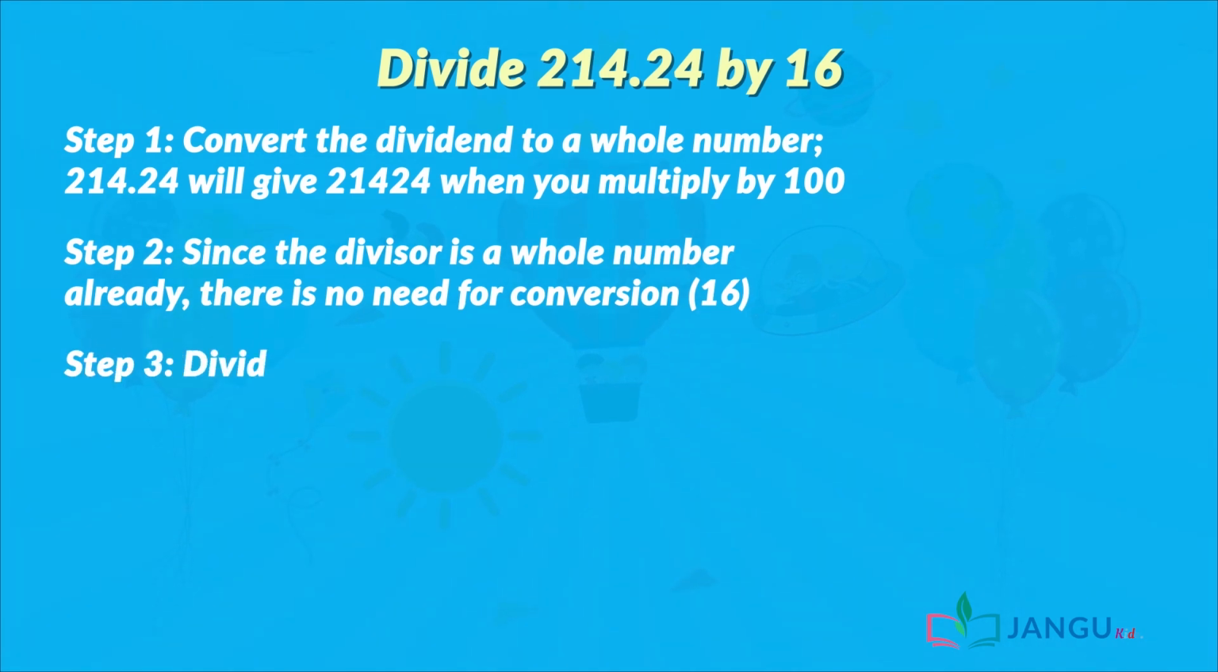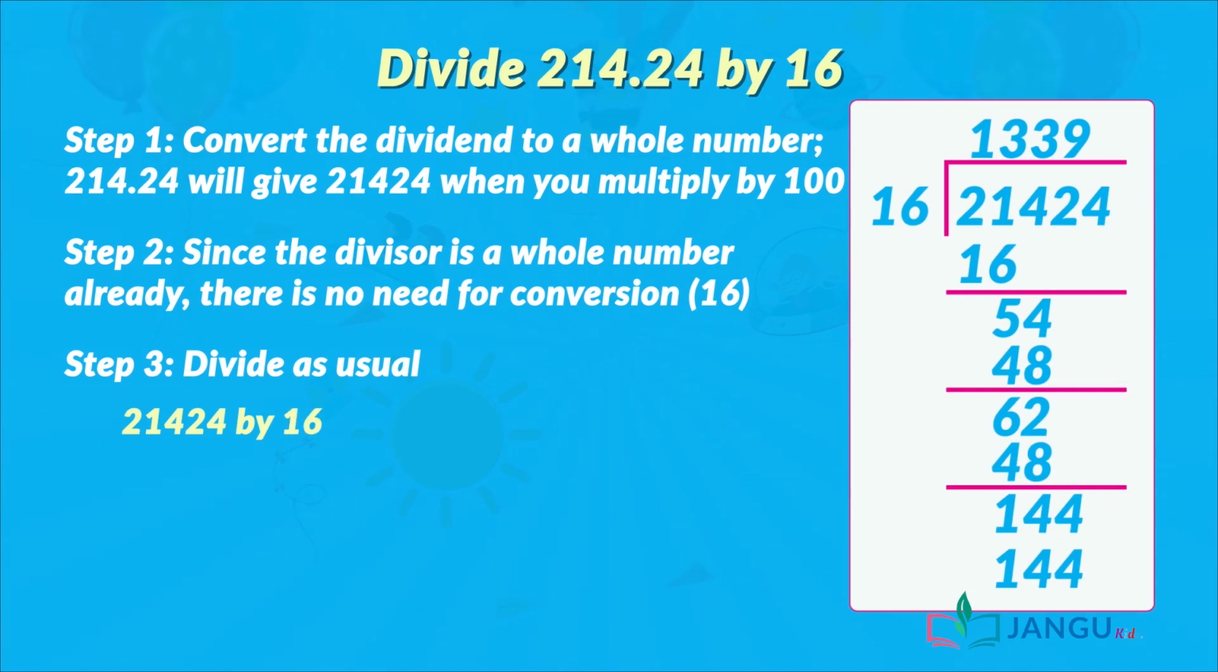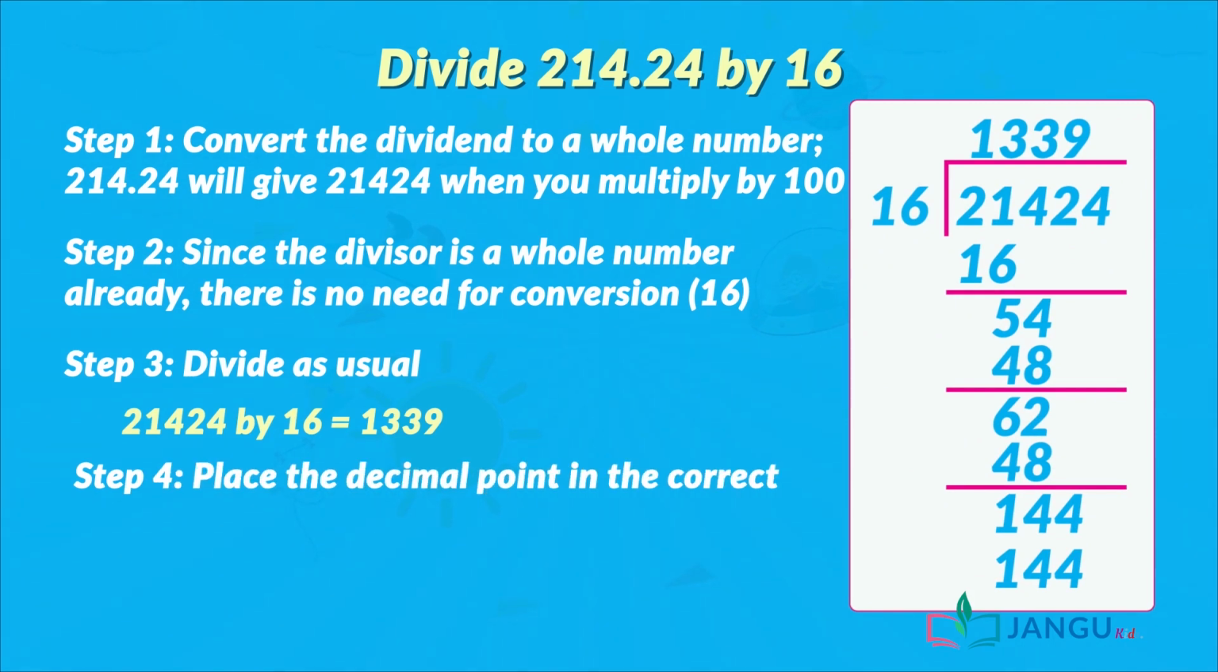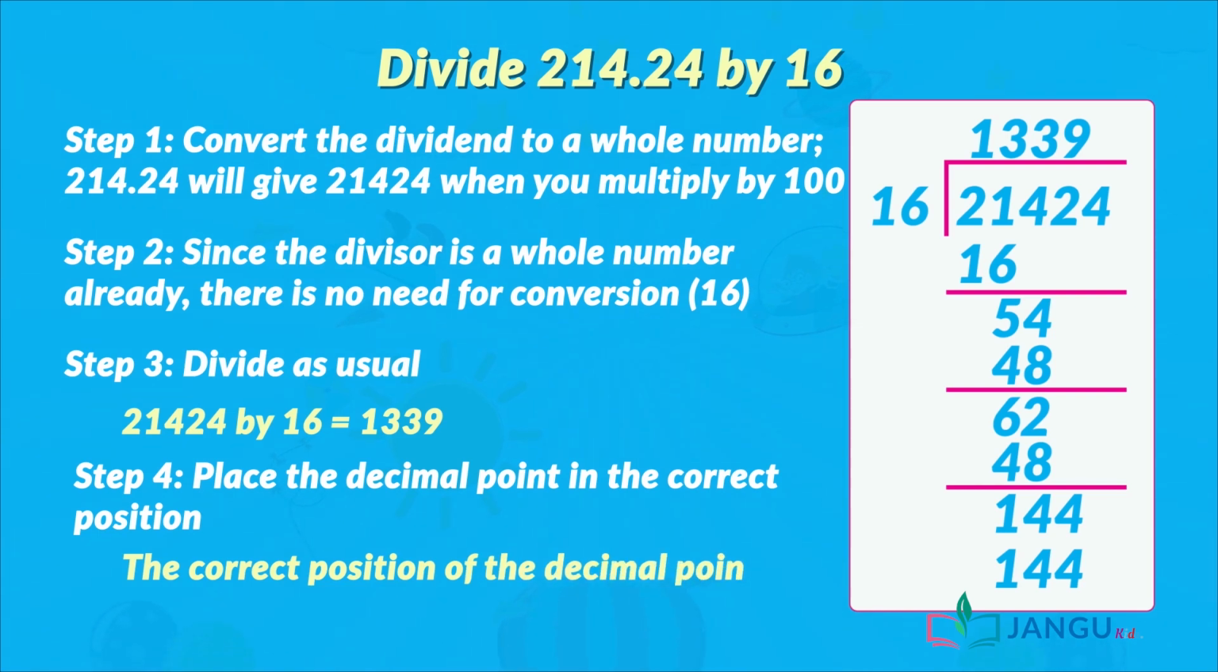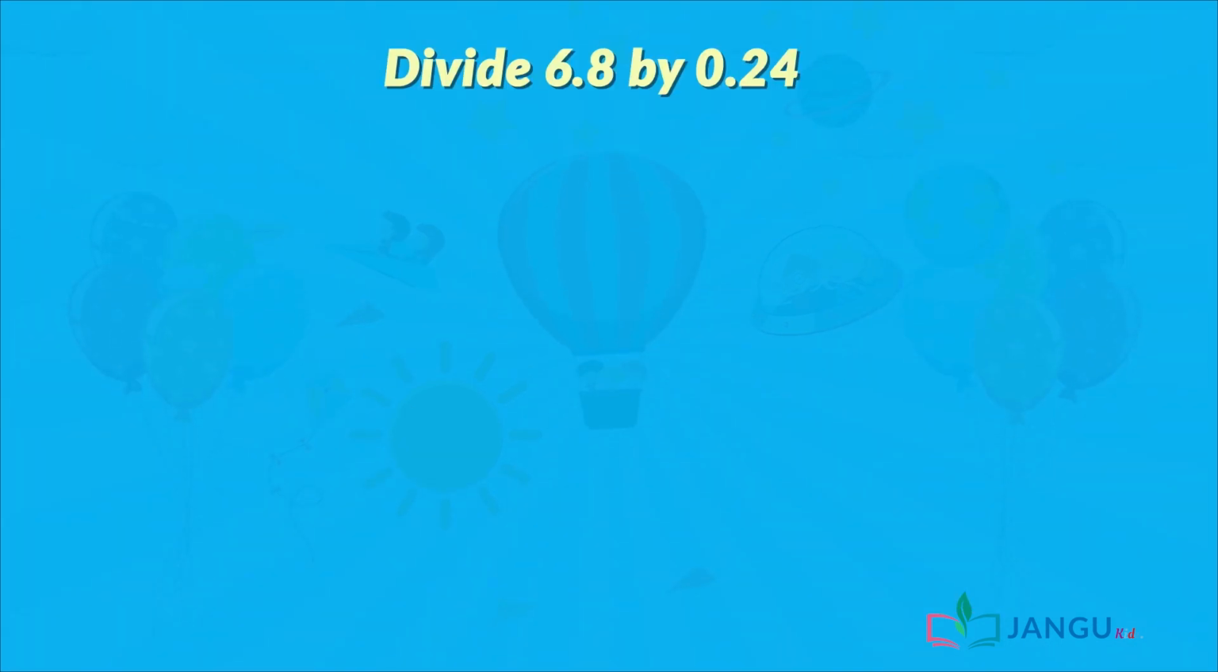Step 3. Divide as usual. Therefore, 21,424 divided by 16 equals 1,339. Step 4. Place the decimal point in the correct position. The correct position of the decimal point is 13.39.